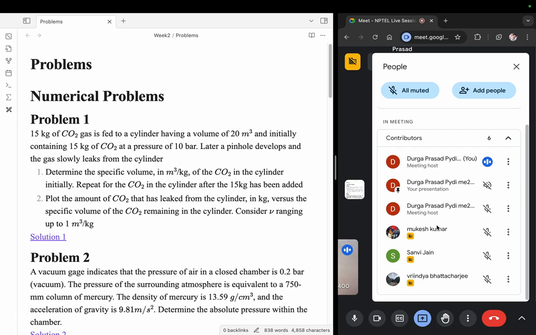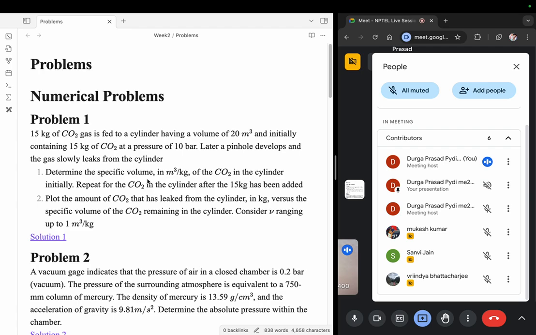Okay, the first problem is essentially a very simple one. We have a cylinder, and CO2 is being let into the cylinder. Initially, the amount of gas present is 15 kilograms, and the volume is also specified. The initial pressure is specified to be around 10 bar. Now you add another 15 kg of CO2 gas to that cylinder. After a certain time, a hole develops, and because of that hole, mass is leaking from the cylinder. Now there are two parts to it.